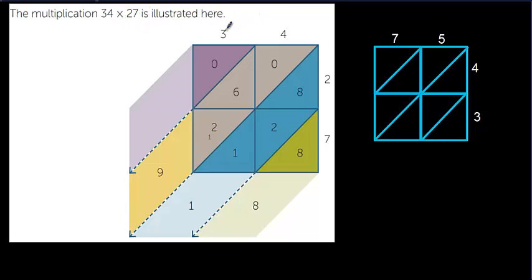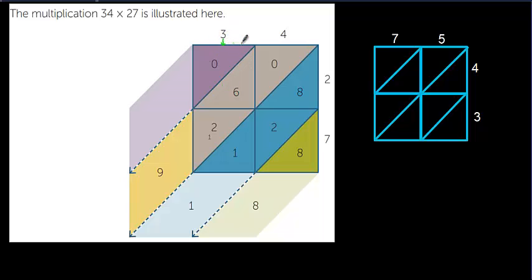Here I'm writing 34, so 3 and 4 are written, and 2 and 7 are written here. So we have 4 squares here to combine the numbers. 3 and 2 are going to be combined here, 4 and 2 here, 3 and 7 here, and 4 and 7 here. How to combine them? Actually it is not combining.